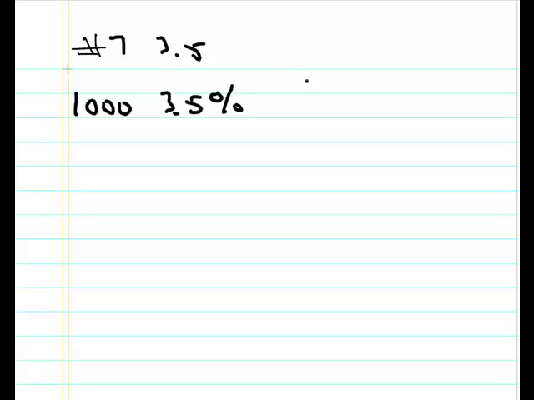Okay, this is number 7 on 3.5. All right, and we've got the situation of $1,000 initial investment. The annual rate is 3.5%. We want the time to double, and we want the amount in 10 years.